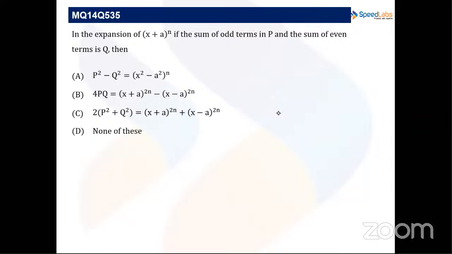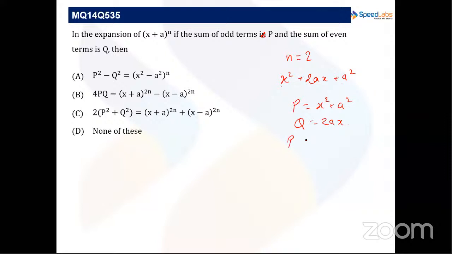Now moving to the next question. In the expansion of x plus a to the power n, if the sum of the odd terms is P and the sum of the even terms is Q, then see, we can do these questions with an objective approach. If you put n equals to 1, or n equals to 2, you will be getting a better view. So it will be x square plus 2ax plus a square. So the sum of the odd terms, first term and third term, so P is equal to x square plus a square and Q is equal to 2ax.